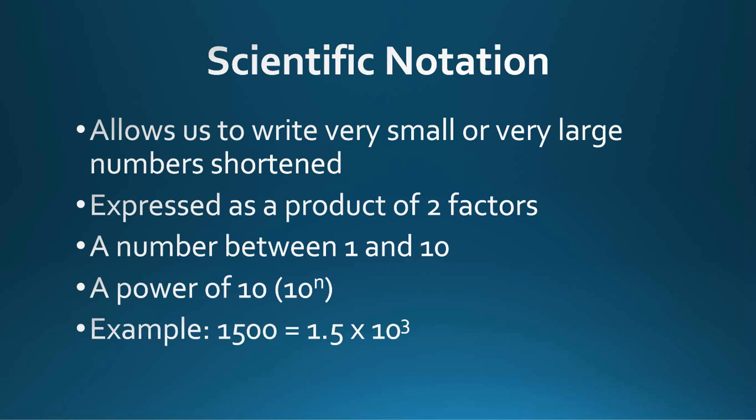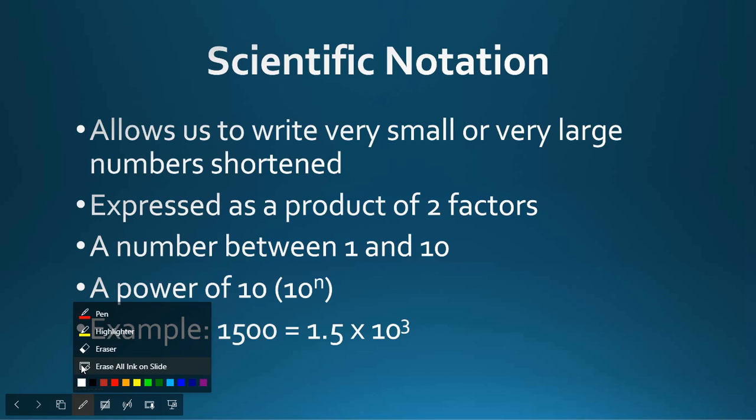An example of a number written in scientific notation is shown here. This is a normal number as we're used to seeing it, 1500. The number 1500 written in scientific notation would be 1.5, that's your number between 1 and 10, times 10 raised to a power of 3. This is a number we normally wouldn't write in scientific notation, but to show you the example, that is how it would be written.